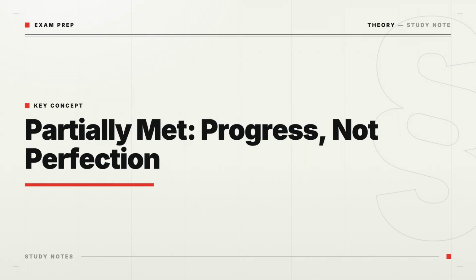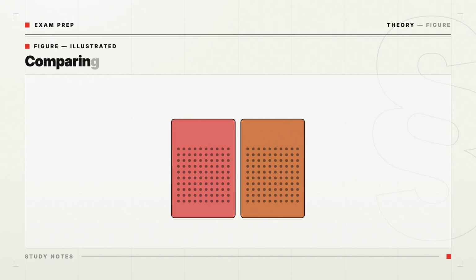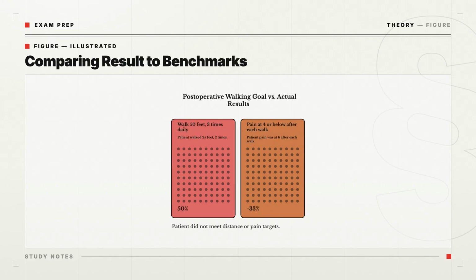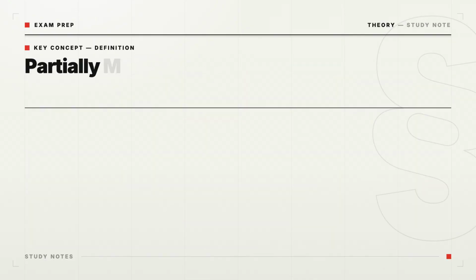Evaluation isn't always a clean yes or no. When a patient moves toward a goal without fully reaching it, the nurse must name that middle ground, partially met, a verdict that always leads to revising the plan, never abandoning or ignoring it. Picture a postoperative goal with 2 measurable targets, walking 50 feet 3 times and pain at 4 or below afterward. By shift's end, the patient walked 25 feet twice with pain at 6. Real progress happened, but neither target was fully reached.